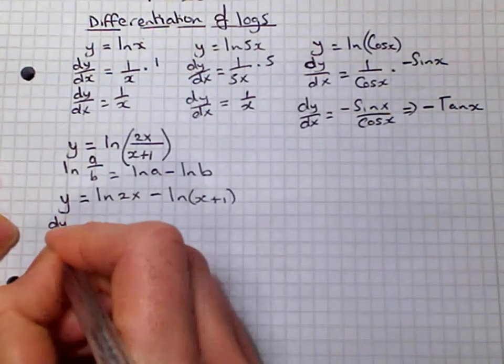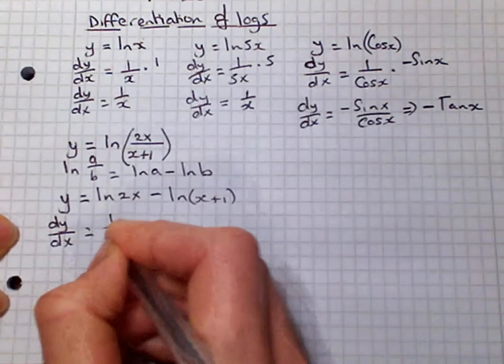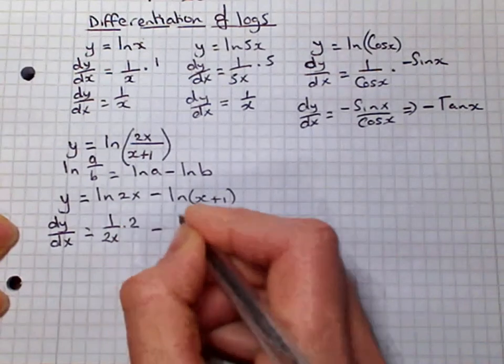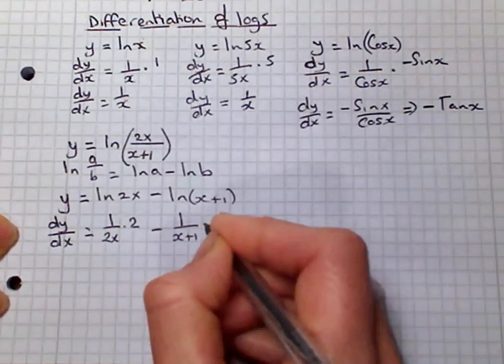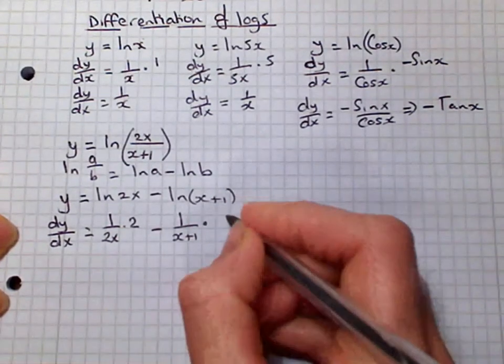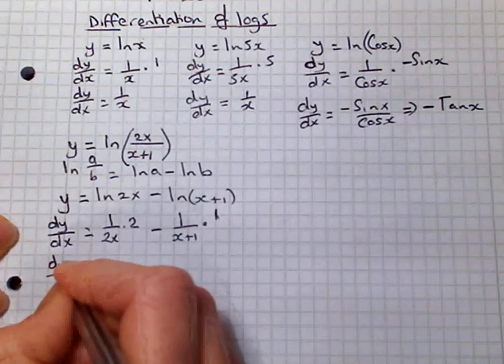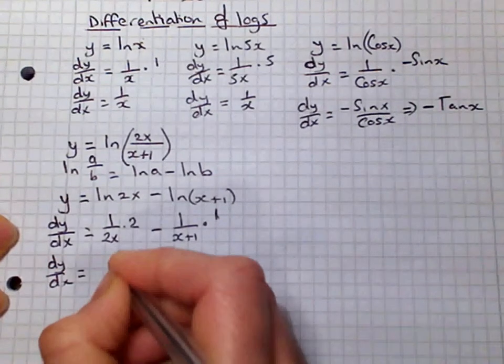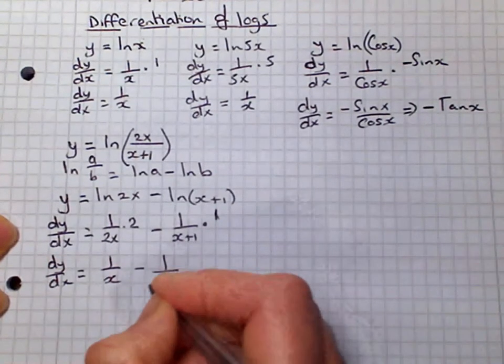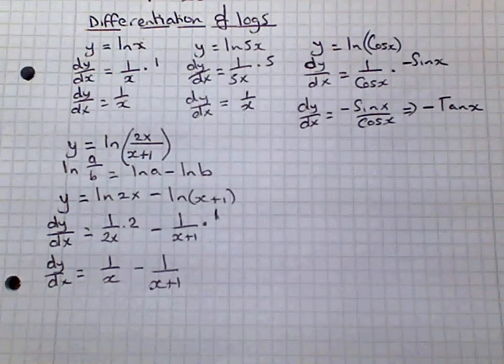So dy/dx is equal to 1 over 2x by 2, minus 1 over x plus 1 by, differentiate your x plus 1 and you get 1. So to finish it off, dy/dx is equal to, the 2's cancel, so 1 over x minus 1 over x plus 1.